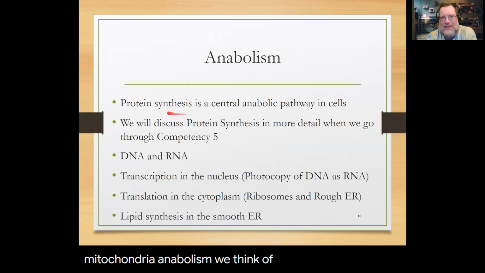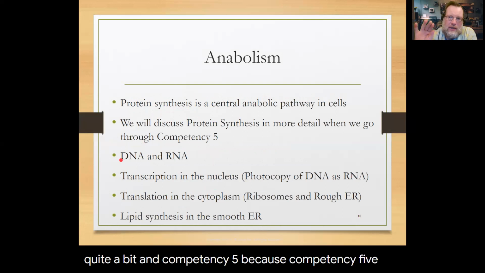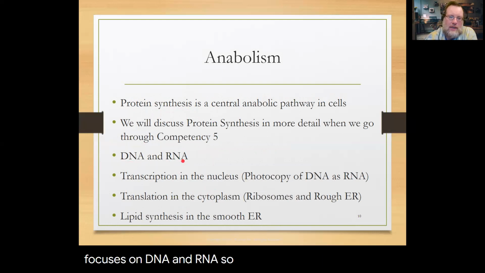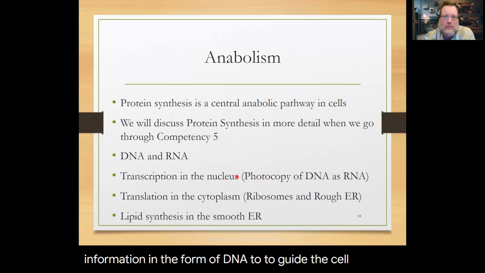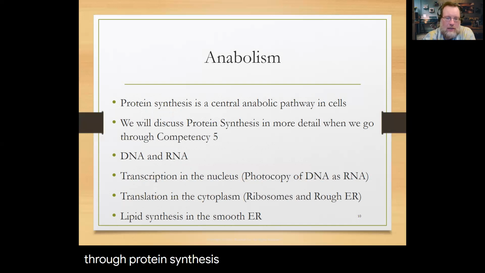Anabolism, we think of protein synthesis as a central anabolic pathway. We're going to go through that quite a bit in Competency 5 because Competency 5 focuses on DNA and RNA. DNA and RNA are the building blocks of the blueprint of the cells, what the cells are made of, and what the cells are supposed to be doing. Basically, the nucleus contains all of the key information in the form of DNA to guide the cell through protein synthesis and lipid synthesis.